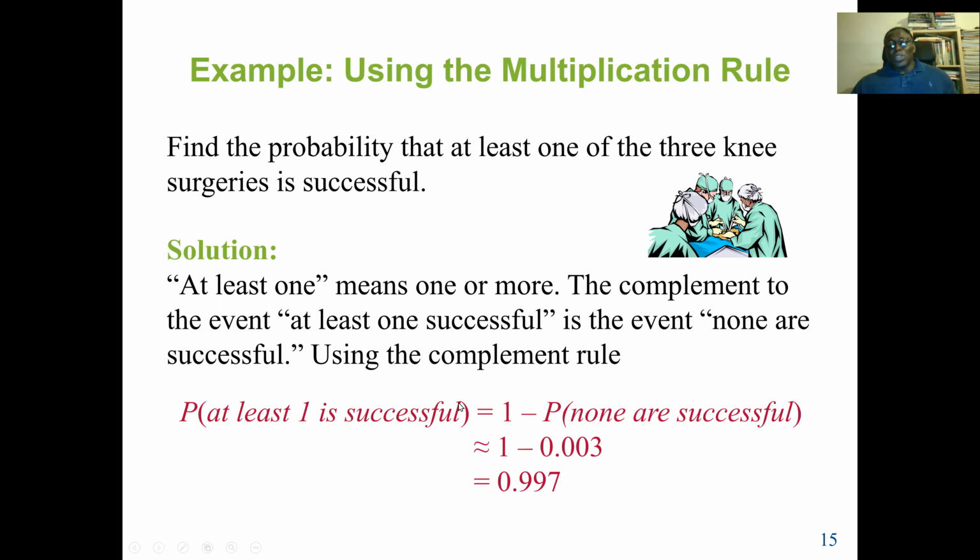The complement to the event at least 1 successful is the event that none are successful, using the complementary or complement rule. So probability that at least 1 is successful will be 1 minus P, which is none are successful, which is 1 minus 0.003, and our answer will be 0.997.